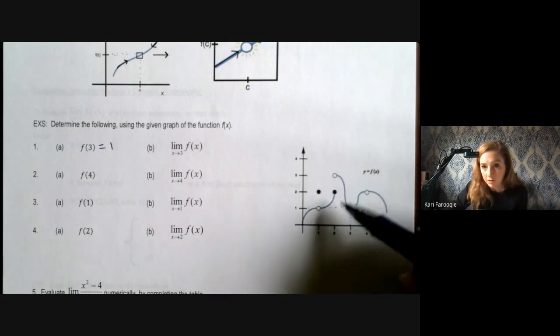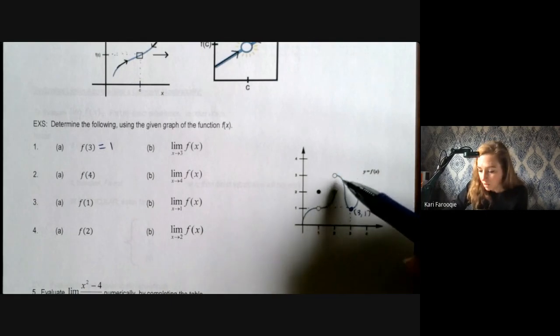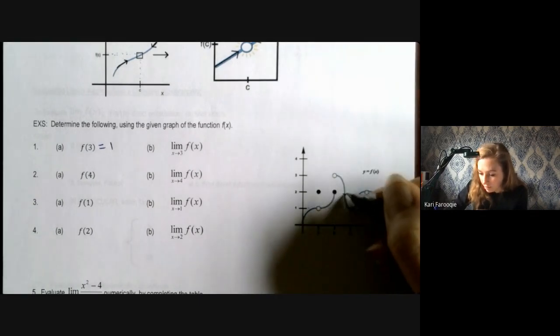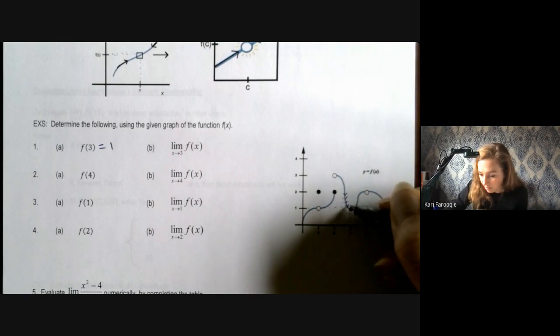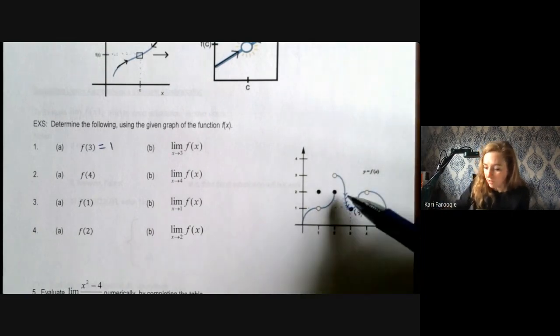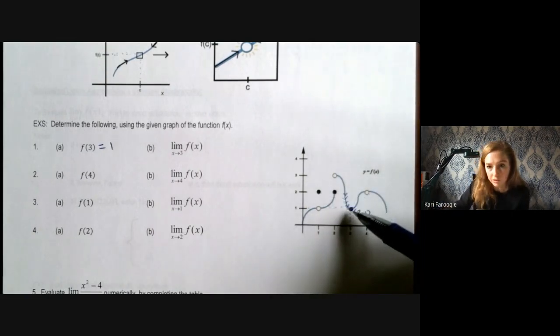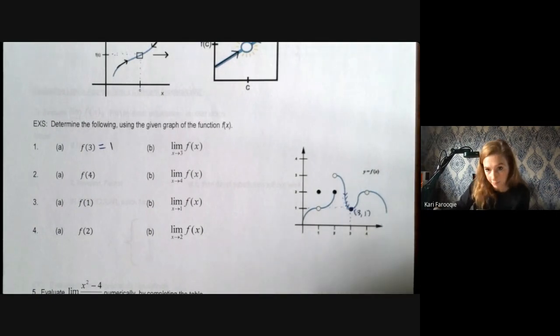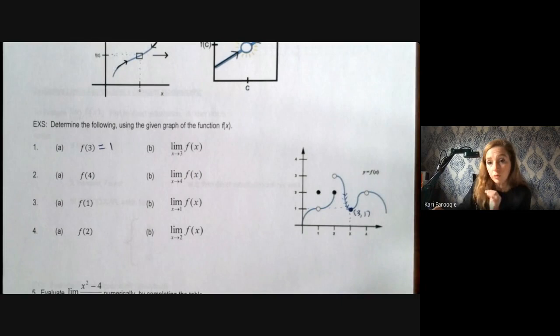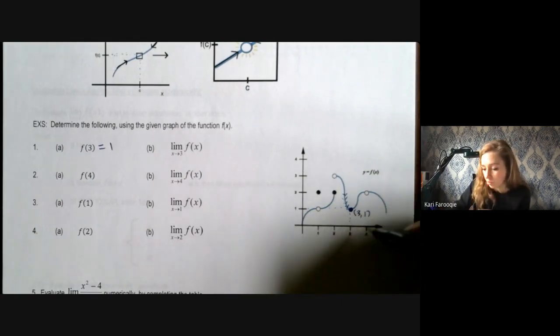Maybe I'm sitting here at 2 on the curve, and I'm going to approach 3. So if I'm on the curve and I'm looking at x values that are 2, the y values are up here, now we'd be heading down and down and down. And then eventually, as x gets closer and closer to 3, y would get closer and closer to 1.